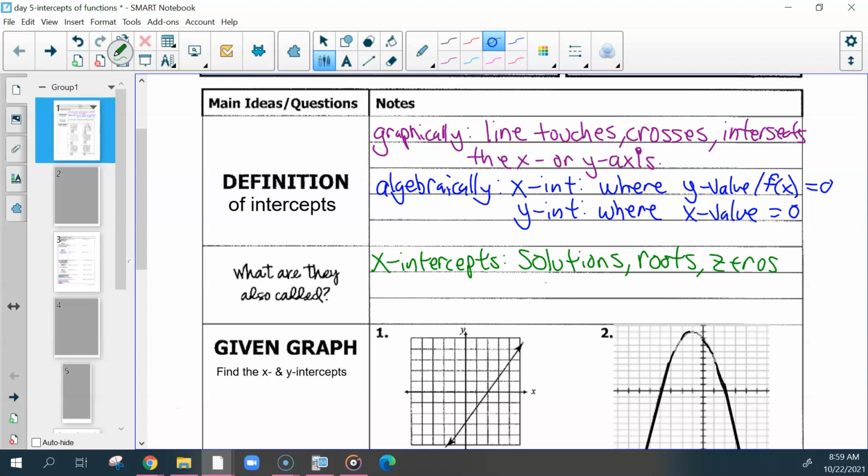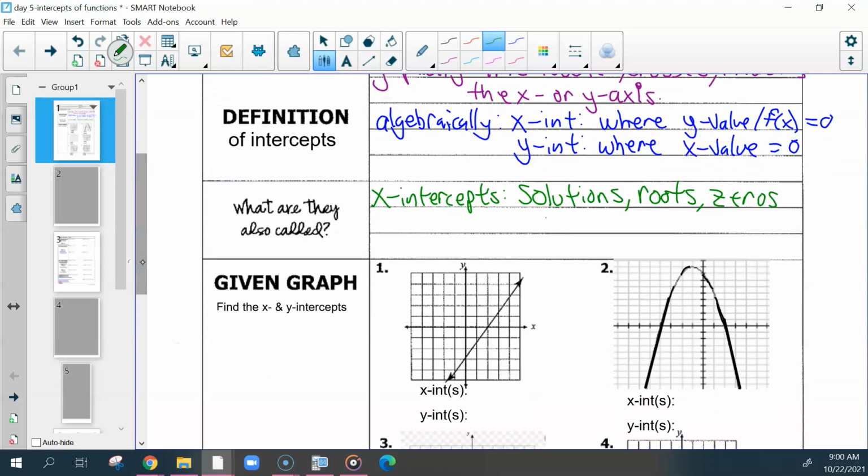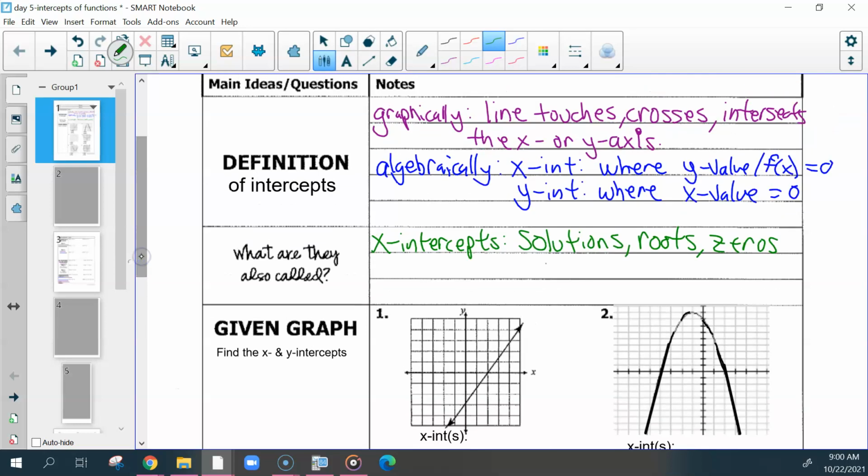So solutions we've been dealing with a lot so far. Anytime we solve a problem, we get a type of solution. It makes the equation true. Roots is more for quadratic equations, so things that have this like U shape. But we'll deal more with the word roots when we get into the quadratic function. And then zeros is another word for x-intercepts because usually if you put it in, it makes it true and it zeroes out the rest.